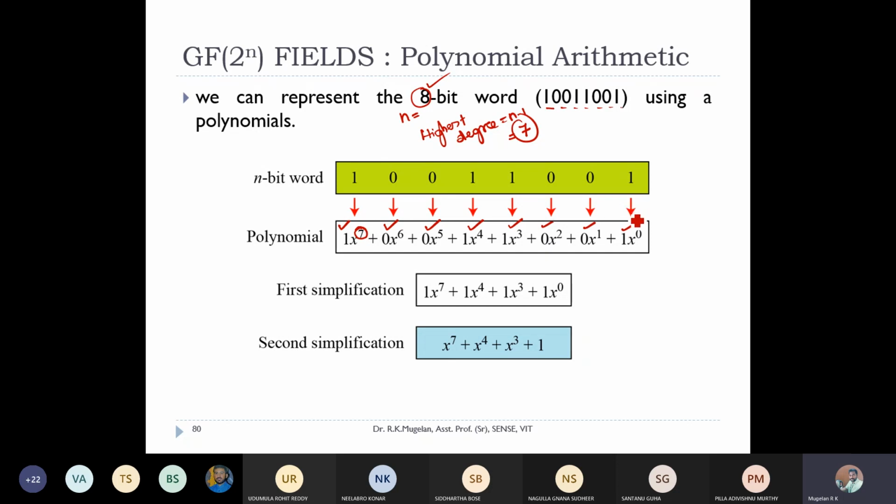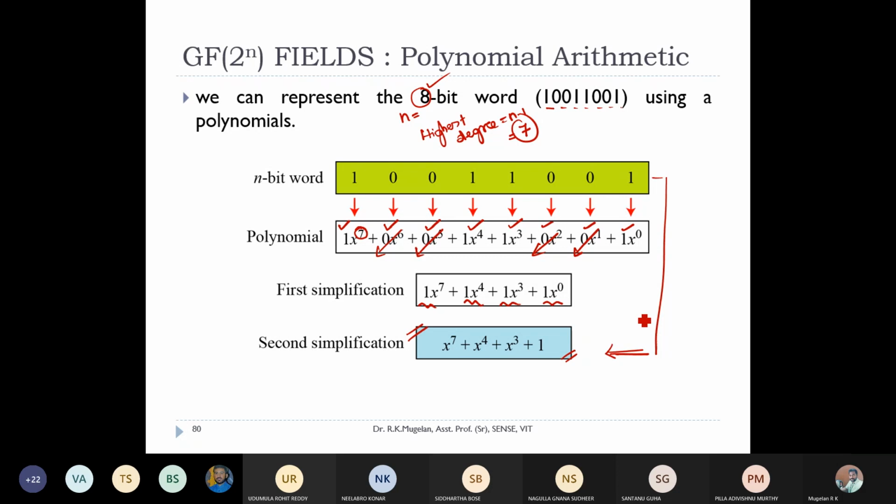So the first level of simplification, what we do, is omit all the 0 coefficient terms. So in this example, we omit these 0 coefficient terms, thereby ending up with 1 x power 7, 1 x power 4, 1 x cube, and 1 x power 0. And instead of writing these ones explicitly, we can remove them and simply write x power 7 plus x power 4 plus x cube plus 1. So this is how we can represent this 8-bit word as a polynomial.